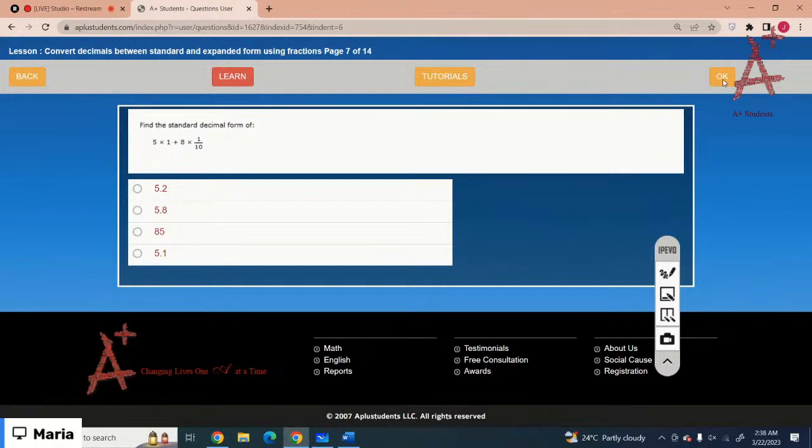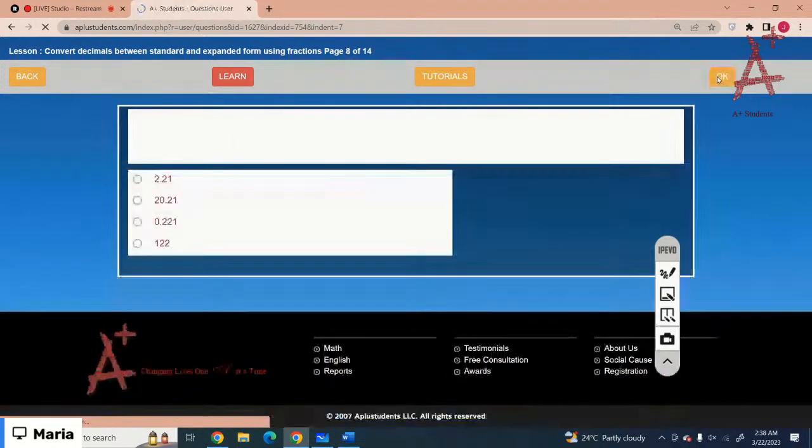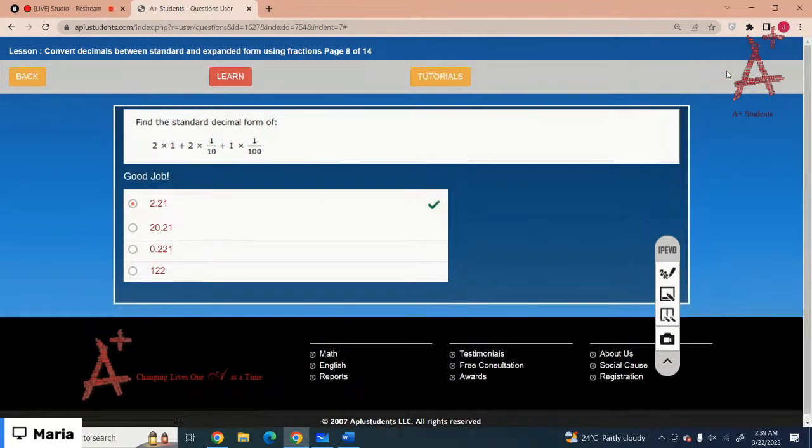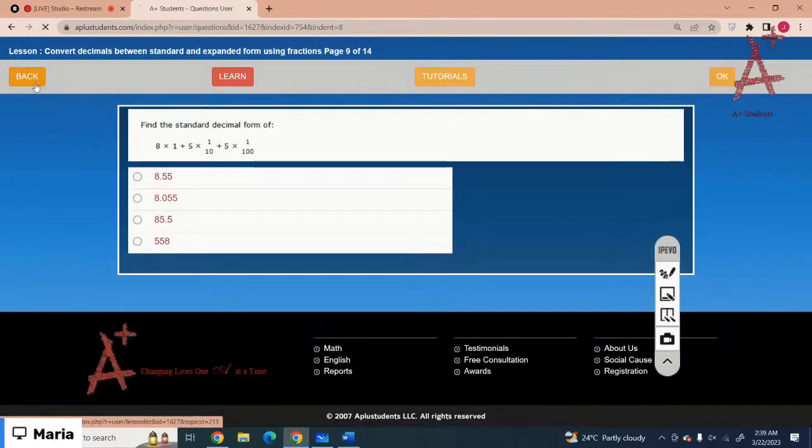Okay, so which is the correct option? 5 times 1 is 5. It would be 5.8. Got it? Okay, 2 times 1 plus 2 times 1 over 10 plus 1 times 1 over 100. So which is the correct option? It would be 2.21. Got it? Because 2 is at the ones position, 2 is at the tenths position, and 1 is at the hundredths position. So it would be 2.21. Okay, you can complete the test by yourself later today.